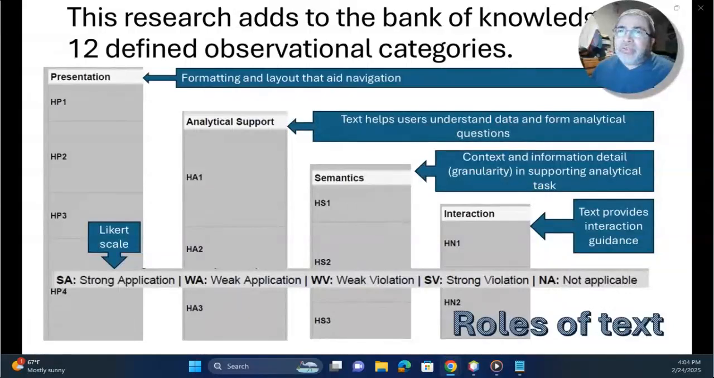So this is the punchline. The researchers examined the sample that we just talked about, and what are they saying about it? They are coming down with almost a single recommendation: use text in your dashboards. Why? Use text for formatting and layout that aid navigation. Use the text to help the user understand the data and form analytical questions. And utilize text to create context and information detail granularity in supporting analytical tasks.